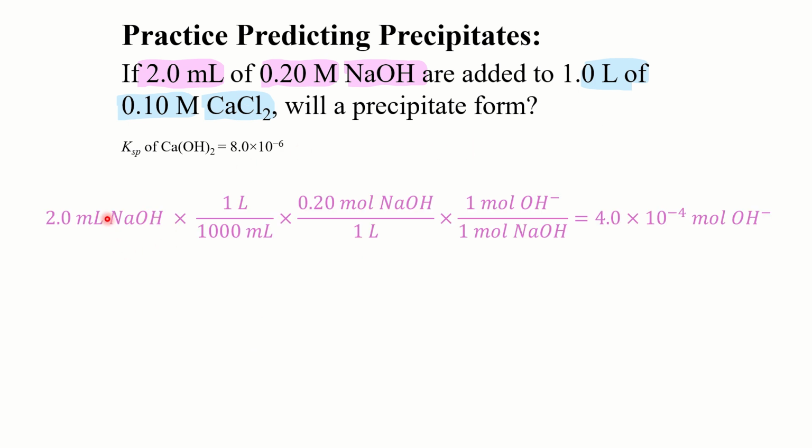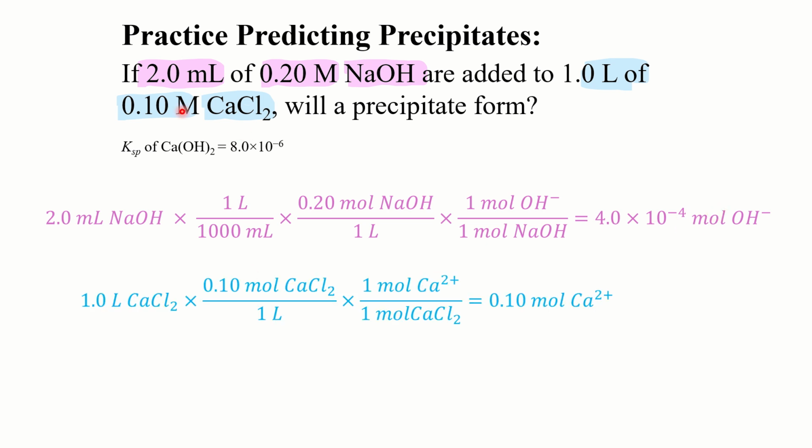So starting with that sodium hydroxide, I've got 2 milliliters. I'm going to convert that to liters, then multiply by the given concentration, and then finally multiply by the ratio. The ratio here I'm noting is that there's 1 mole of hydroxide per every 1 mole of sodium hydroxide. This tells me that I have 4.0 times 10 to the negative 4th moles of hydroxide present.